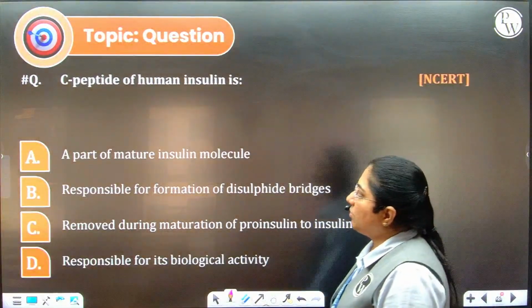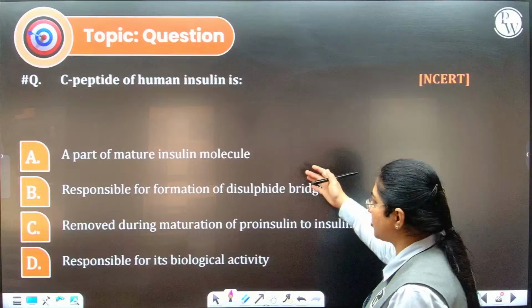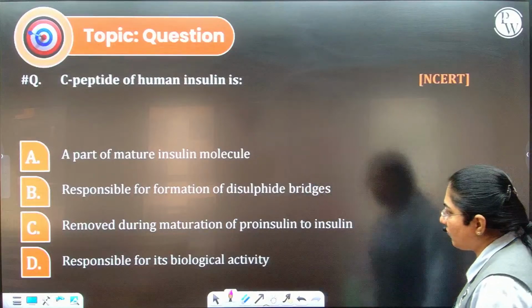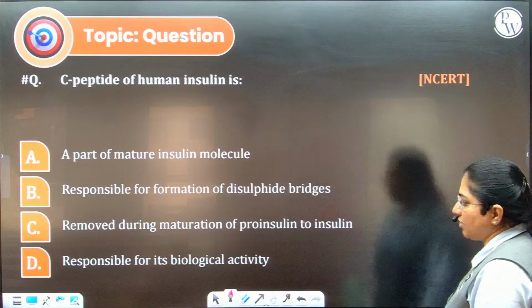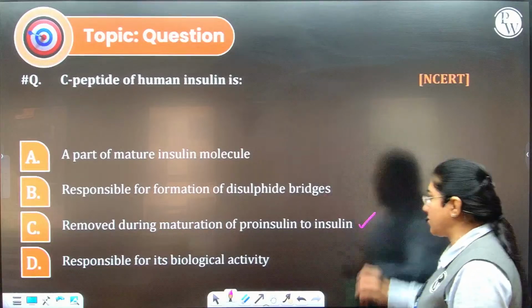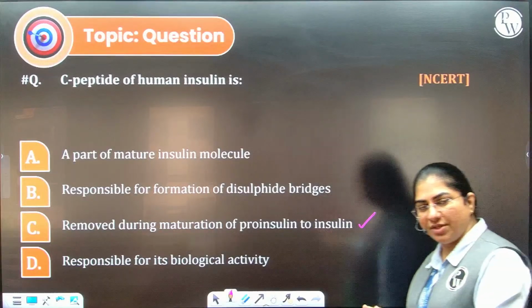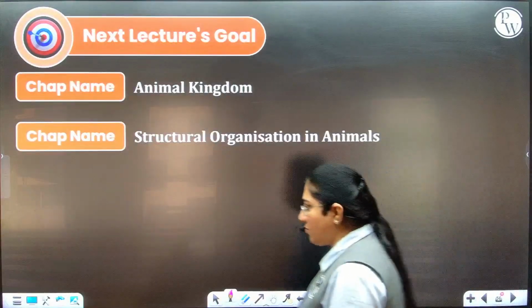Let us go on to the understanding of a question. C-peptide of human insulin is a part of mature insulin molecule responsible for formation of disulfide bridges, removed during maturation of proinsulin to insulin, or responsible for its biological activity. So it is removed during the process of proinsulin to insulin and thereby we have only chain A and chain B.